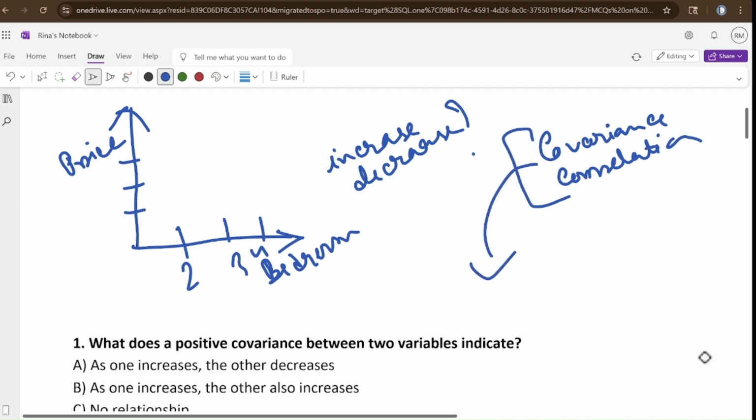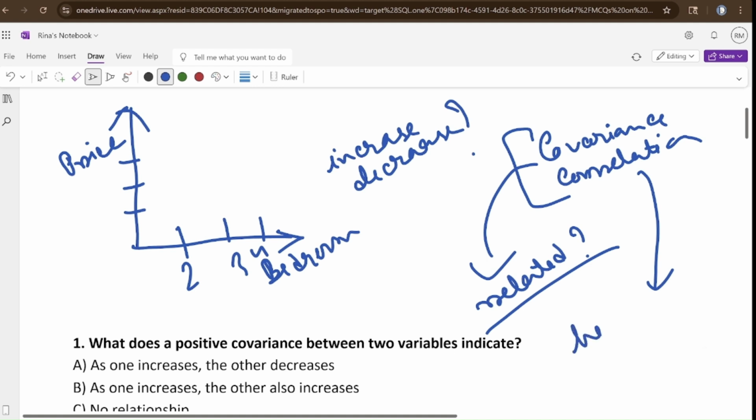Covariance tells you whether they are related or not. It will tell you that it is positively related or negatively related or not related at all. But correlation will take you one step ahead. It will tell you how strongly they are related.